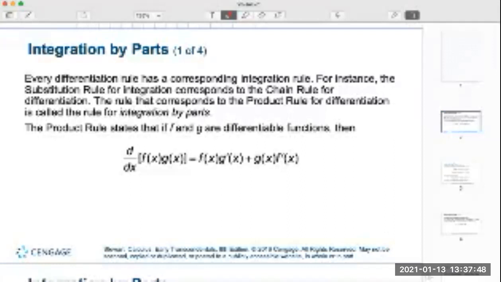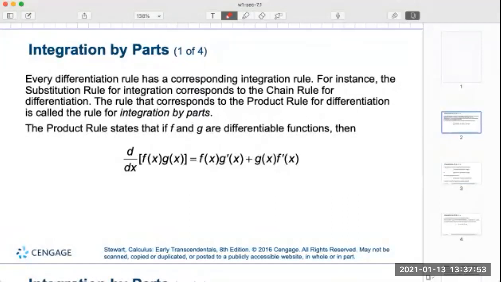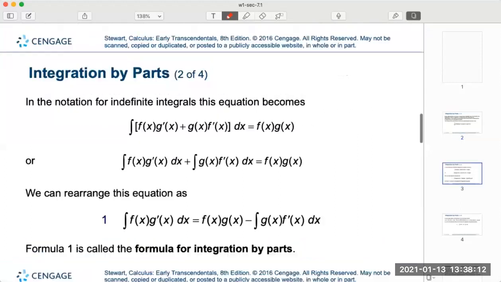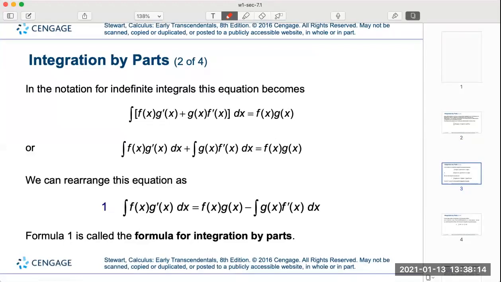So this section 7.1 will study integration by parts. And remember the product rule. Differentiation of a product: suppose we differentiate the product f and g, it will be f times g prime plus g times f prime. And now if we take the integral of both sides, it will give us the equation here: integral of f g prime dx plus integral of g f prime will be equal to the right-hand side.